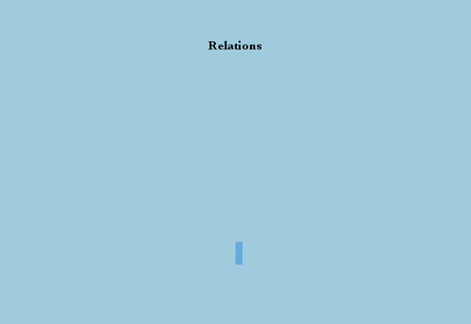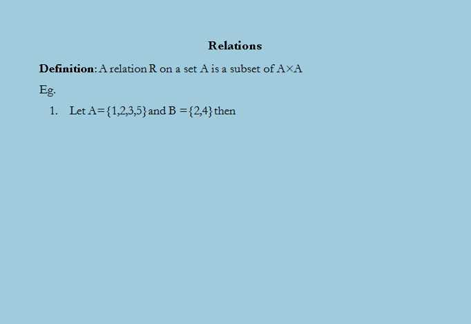So we start the lecture by discussing the definition of a relation. We can say that a relation R on a set A is a subset of A × A. For this we are going to consider an example where A consists of elements 1, 2, 3, 5 and B contains 2 and 4 as its elements. Then A × B is equal to the set of (1,2), (1,4), (2,2), (2,4), (3,2), (3,4), (5,2), (5,4).